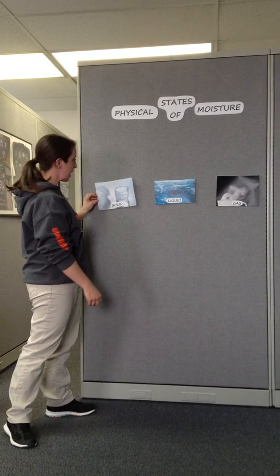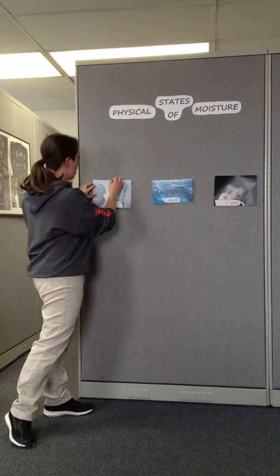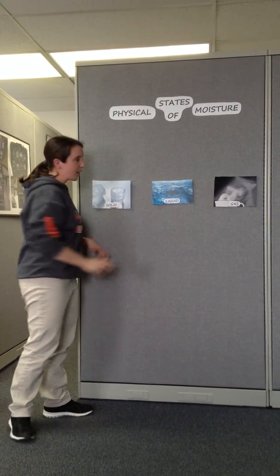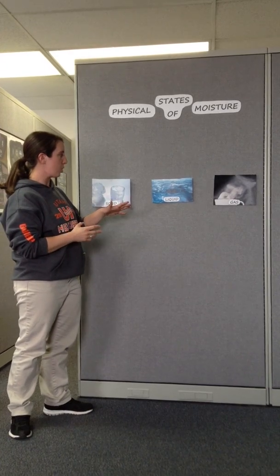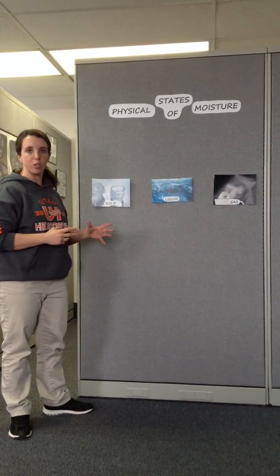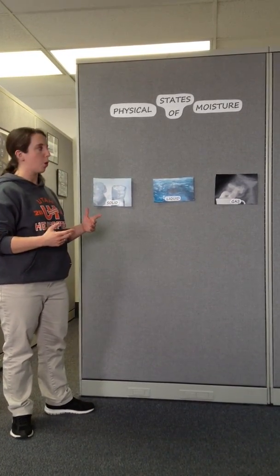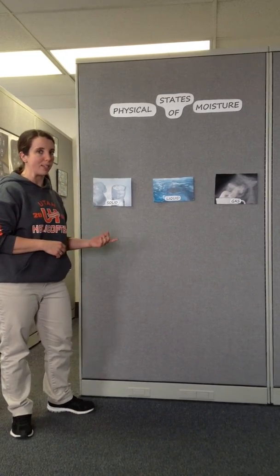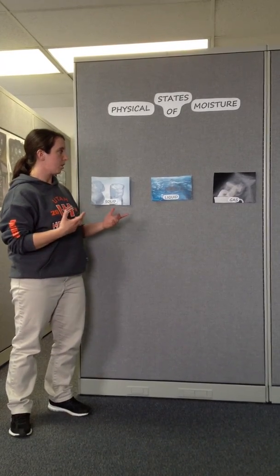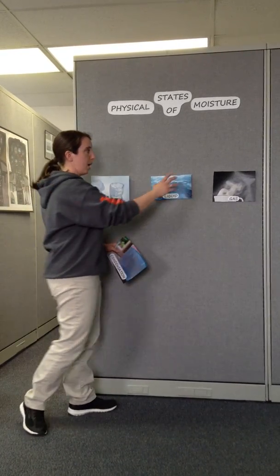So these are the three states of moisture, and we're going to discuss how you move from one state of moisture to another. How we do that is through different temperature changes. So by either adding heat or decreasing heat, you move from either a solid, liquid, or to a gas, back and forth. So we'll start with increasing temperature.